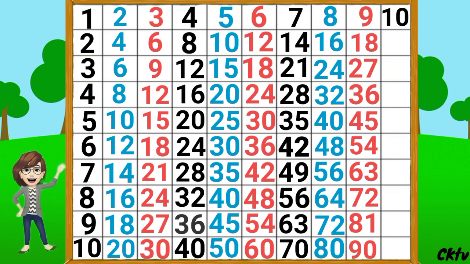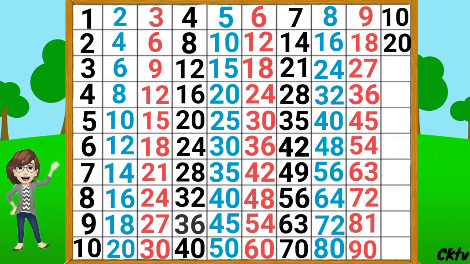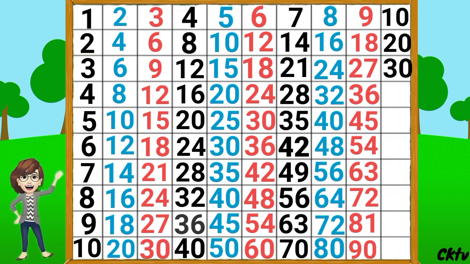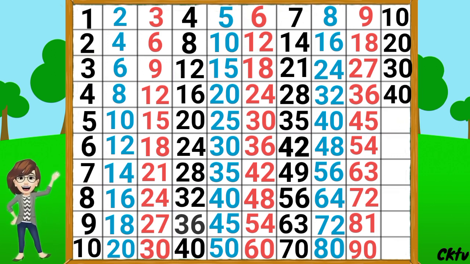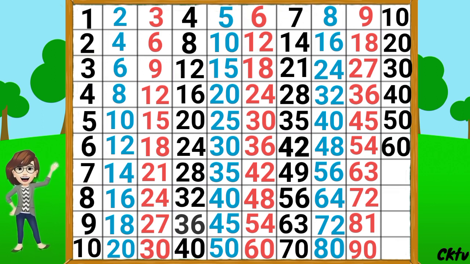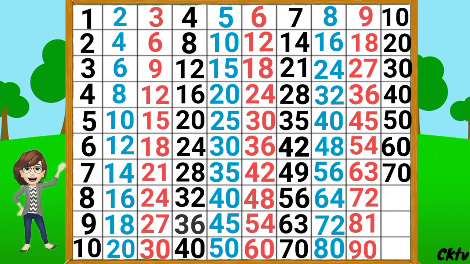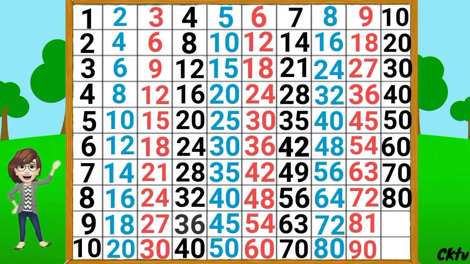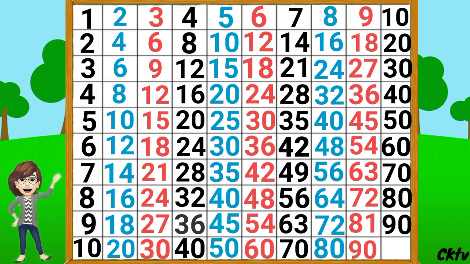Table of 10. 10 1 is 10, 10 2 is 20, 10 3 is 30, 10 4 is 40, 10 5 is 50, 10 6 is 60, 10 7 is 70, 10 8 is 80, 10 9 is 90, 10 10 is 100.